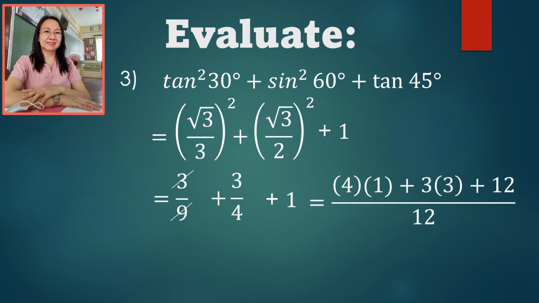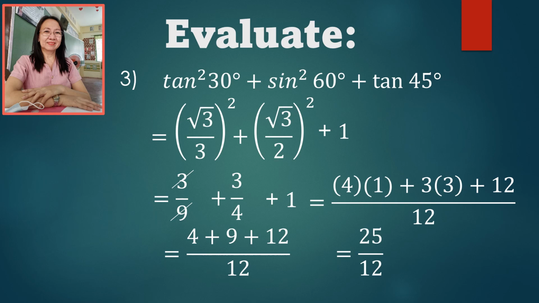So 12 divided by 3 is 4 times 1. Then the middle term, 12 divided by 4 is 3 times 3. And then 12 times 1 for the last term. So this is simplified to 4 plus 9 plus 12. So 4 plus 9 is 13 plus 12 is 25. So this is 25 over 12 is our final answer.